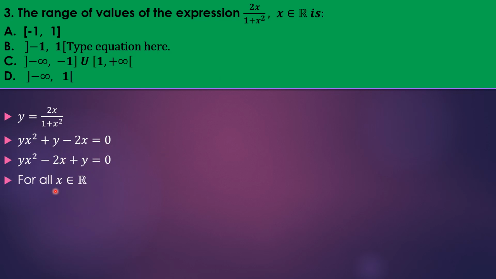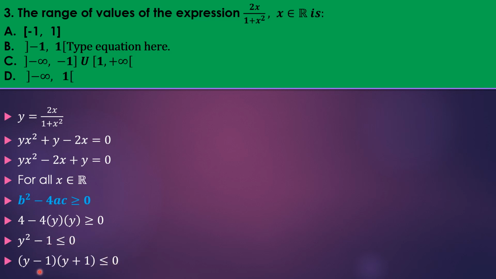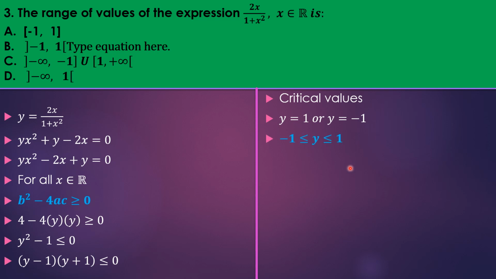Now for all x belonging to R, you have b squared minus 4ac greater than or equal to 0, as a condition for real x. What's our b? Our b is negative 2, we square that, minus 4a, where our a is y and our c is y. So you have y squared minus 1 less than or equal to 0. Let's solve that inequality. We have y minus 1 times y plus 1, which is less than or equal to 0. Our critical values are y equals 1 or y equals negative 1.